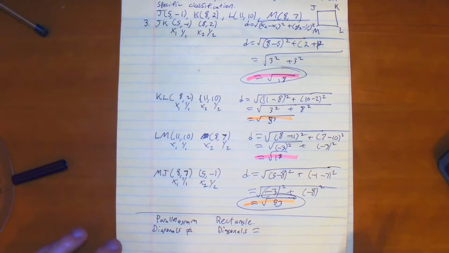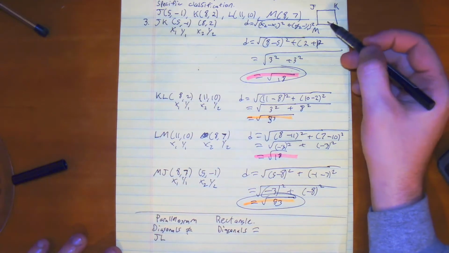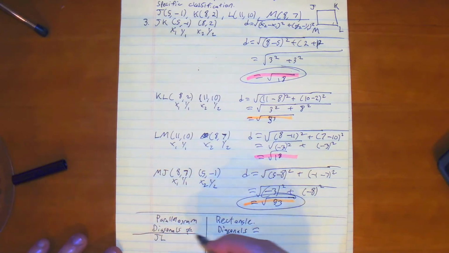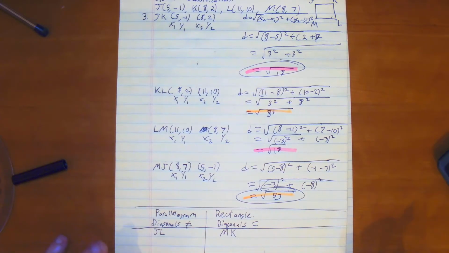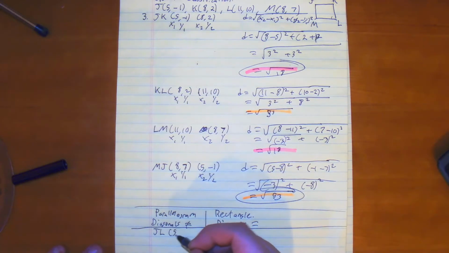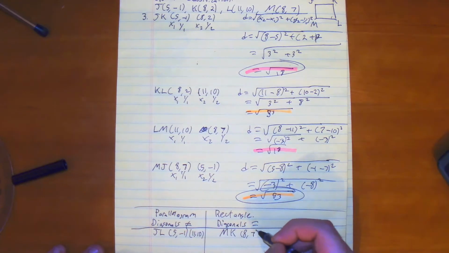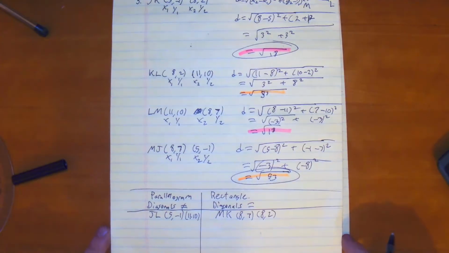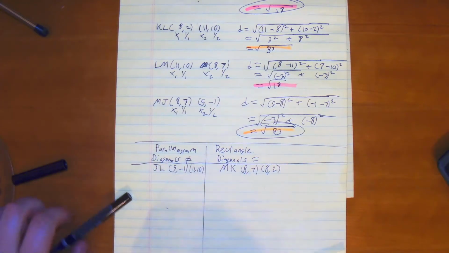So, looking at this, our diagonals are going to be JL and MK. So we're going to see what we have based off this information. So let's write this down and then I'll move it up a little. J is at 5, -1, and L is at 11, 10. M is at 8, 7, and K is at 8, 2. Okay, I got my point, so I'm going to move it up a little. Alright, let's see if it's going to be a parallelogram or a rectangle.